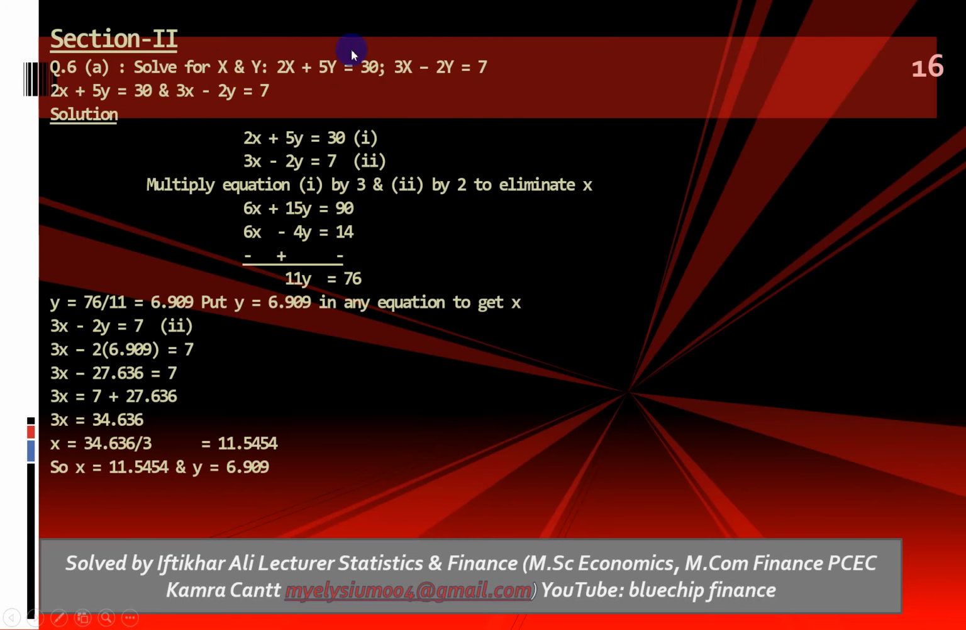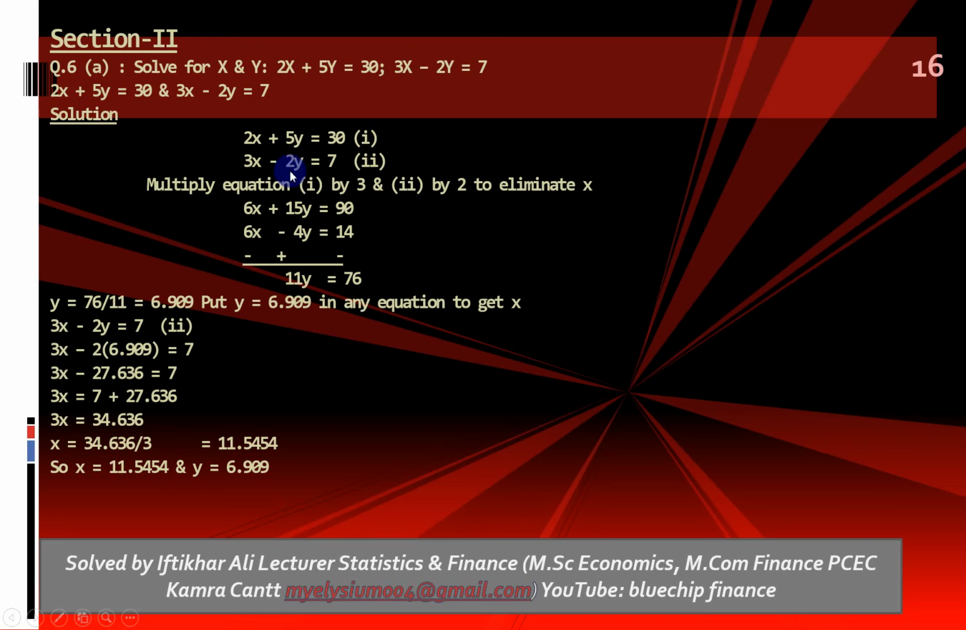Section 2, question number 6, part A, solve for x and y. One equation is 2x plus 5y equals 30. The second one is 3x minus 2y equals 7. So the question is 2x plus 5y equals 30 and 3x minus 2y equals 7.